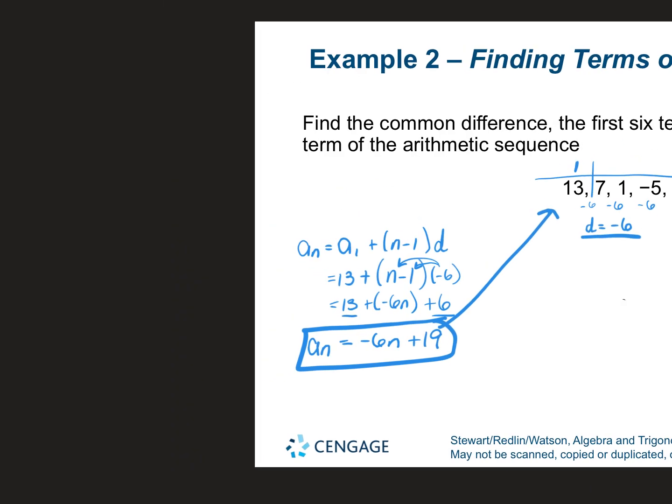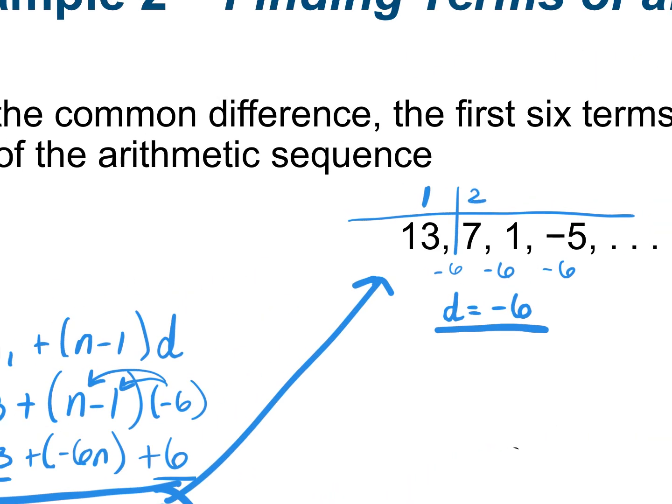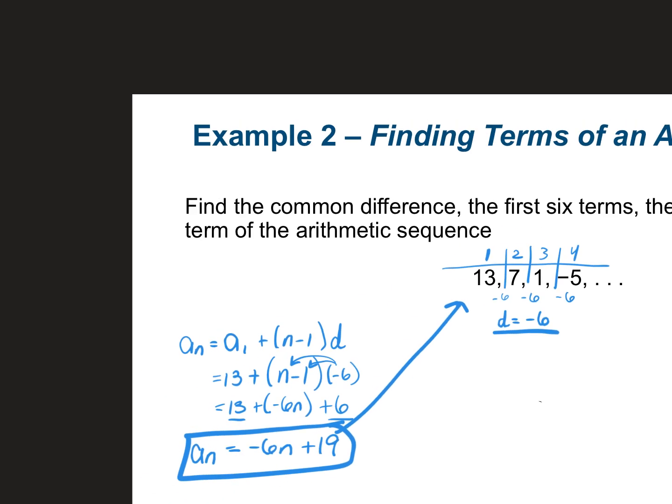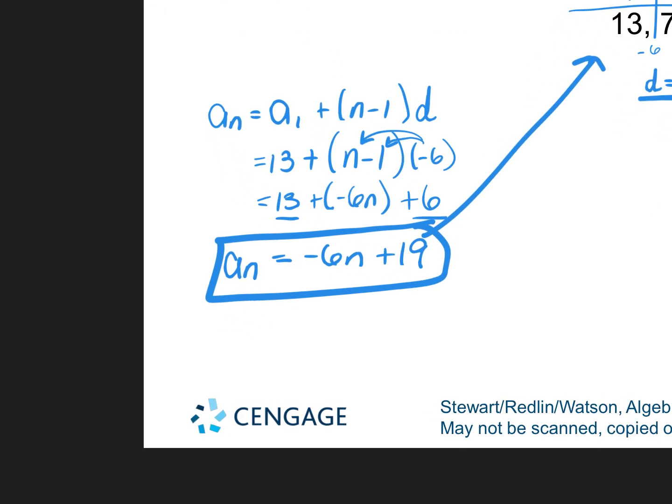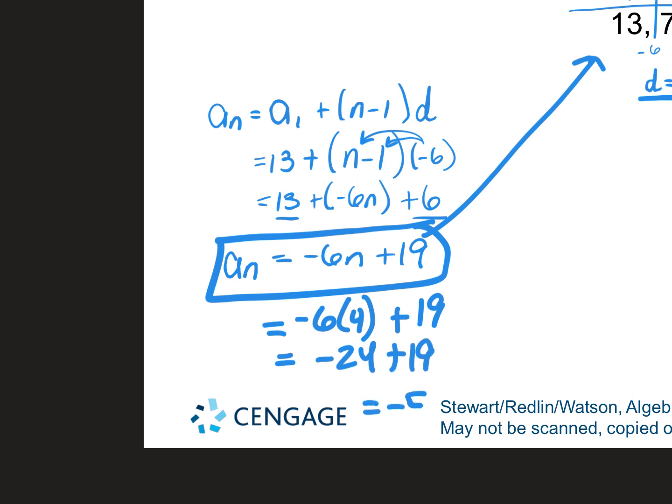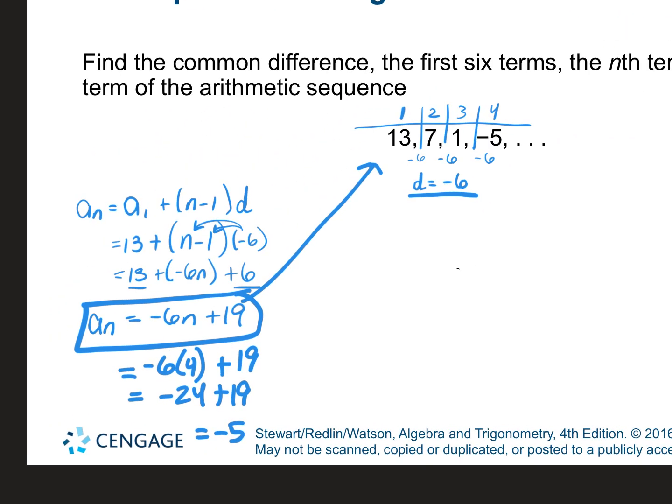So if I was going to say, okay, what's the fourth term? So this is the second, the third, and the fourth. The fourth term of this sequence we see is negative 5. So let's just check our rule and see. If I say negative 6 times, I'm looking for the fourth term, that's what I put in for n, plus 19. Well, negative 6 times 4 is negative 24 plus 19. Negative 24 plus 19 equals negative 5. What is the fourth term of the sequence? Negative 5. So that's the rule that we wrote.